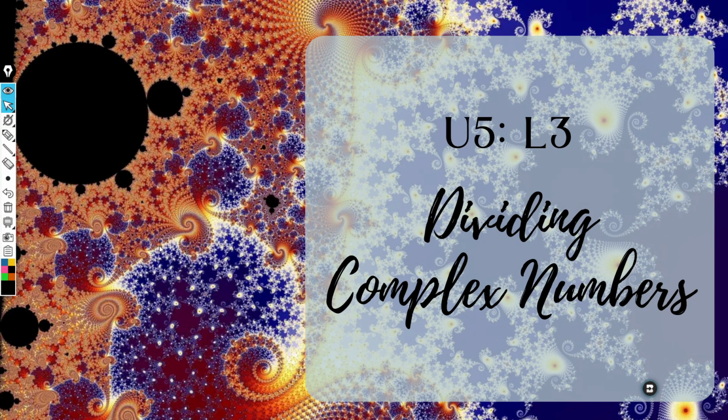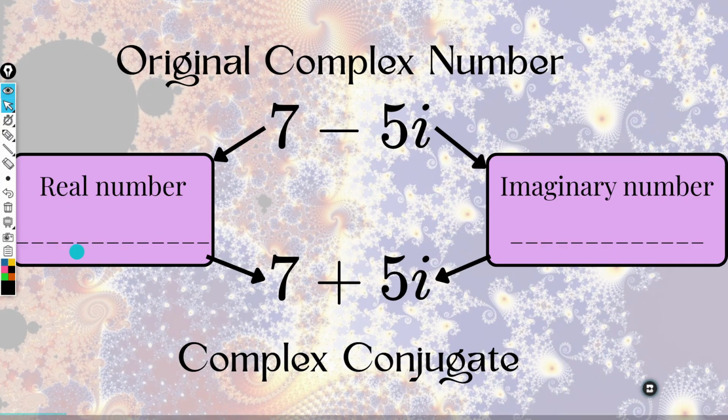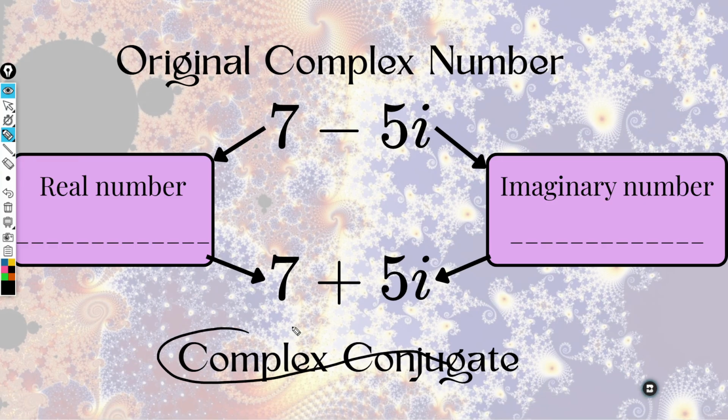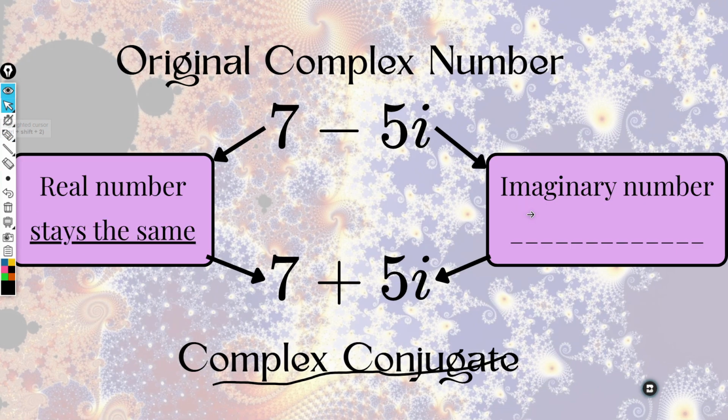Today we are doing Unit 5, Lesson 3, Dividing Complex Numbers. Before we can actually start dividing complex numbers, we need to learn about something called a complex conjugate. A complex conjugate is found by keeping the real number part and changing the sign of the imaginary on the original complex number.